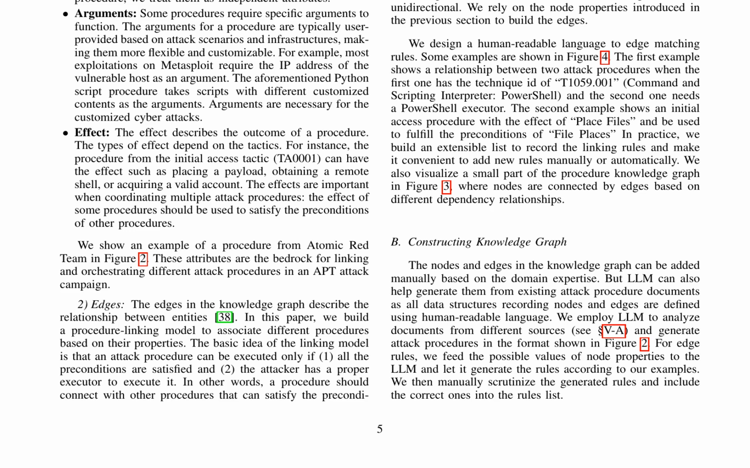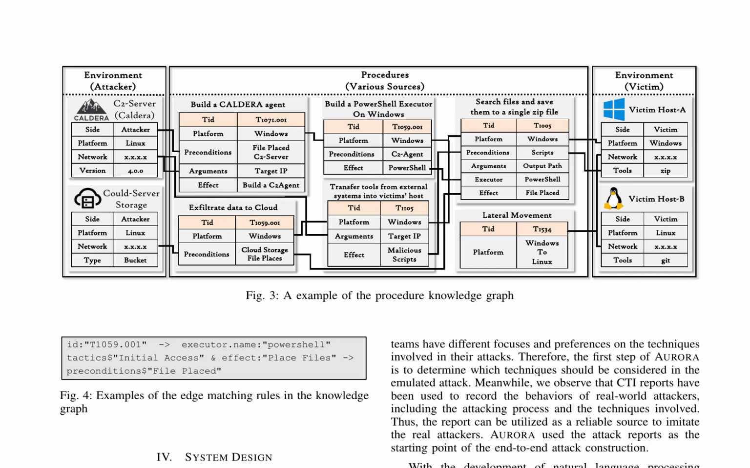The report analyzer extracts attack techniques from CTI reports, which are then used by the emulation planner to find suitable procedures for each technique. The infrastructure builder constructs the necessary environments, and the attack executor executes the attacks. The system's novelty lies in its ability to automate the construction of attack scenarios from various sources, including CTI reports, and its use of LLMs for analysis and extraction of technique lists.